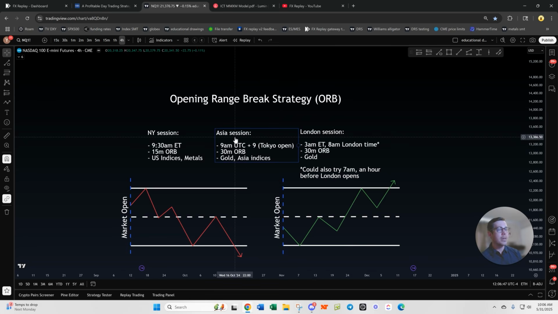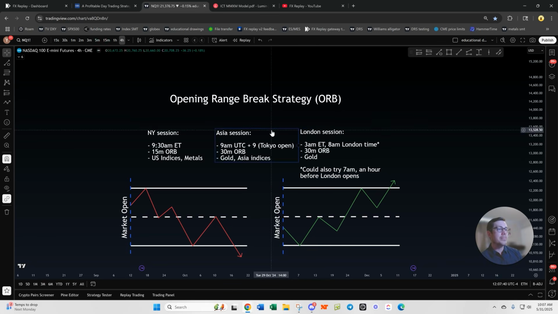I might do another stream later going over Asia. For New York session, we're looking at a 15-minute ORB, basically right after New York opens, on pretty much any US indices. After you establish the initial range, you're looking for a 5-minute break below or above the range, and just looking for a continuation at that point. I'll show you the exact levels to put your stop loss and take profit.